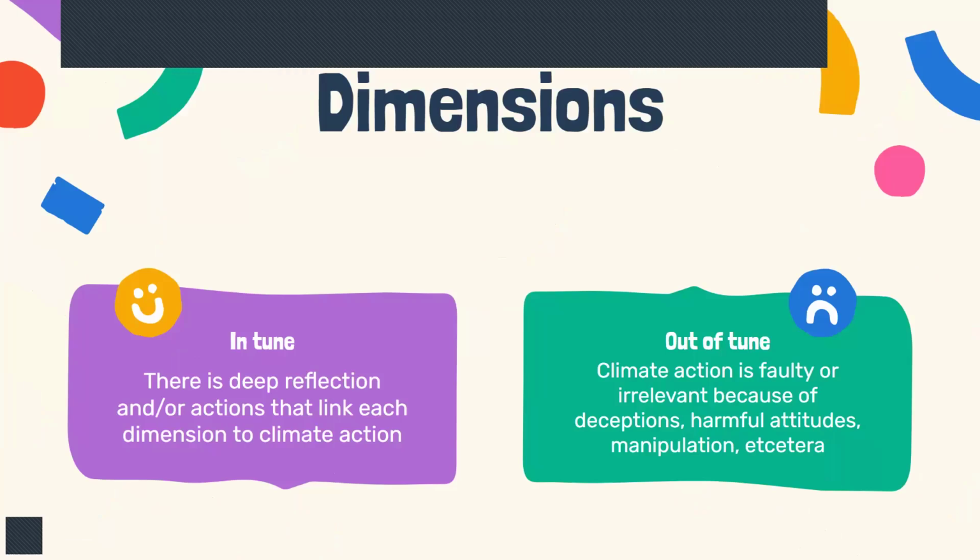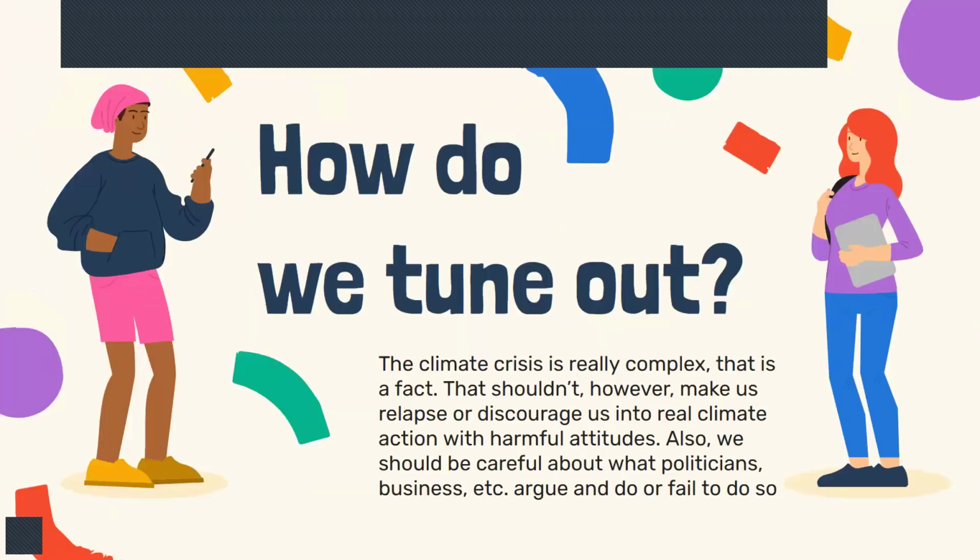So again, try to think of it this way. Someone who is in tune with their dimensions is someone who has a deep reflection and their actions are coordinated to all of those specific dimensions. Whereas someone who is out of tune is when their climate action is faulty or maybe irrelevant, using some of the notions we've heard in our class, because there are some mechanisms happening, right? So this is why showing how we're being tuned out is important.